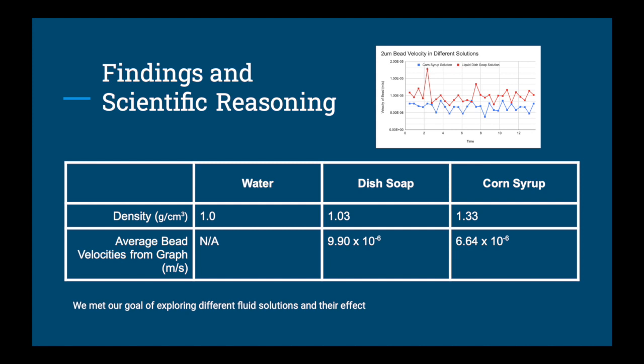The densities of the solutions are stated here, increasing from water to dish soap to corn syrup, with the largest density. Our average velocities listed were inversely related to these densities, as we hypothesized. Water average velocity could not be calculated because the beads left the AmScope camera frame too quickly for us to track the velocity over time. However, the water solution's fastest velocity matches the pattern of data. Overall, we met our goal for exploring the different solutions' impacts on diffusion.